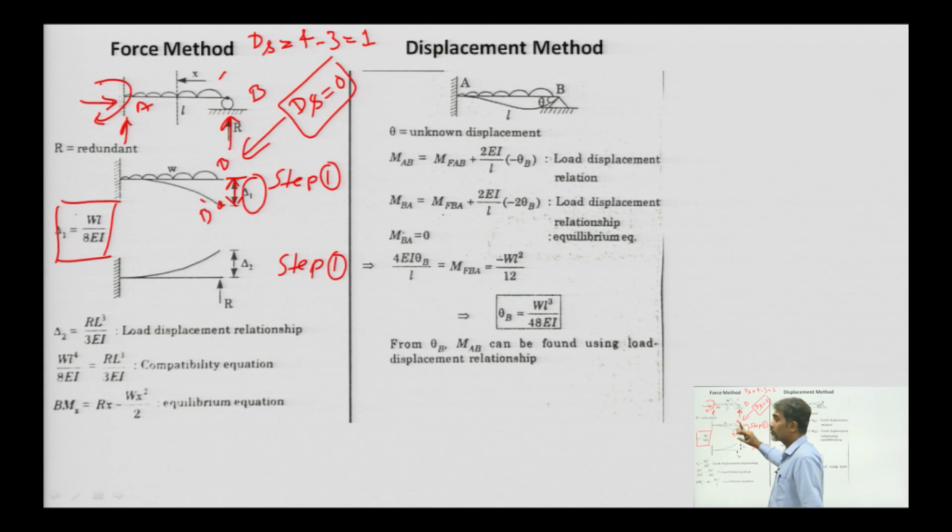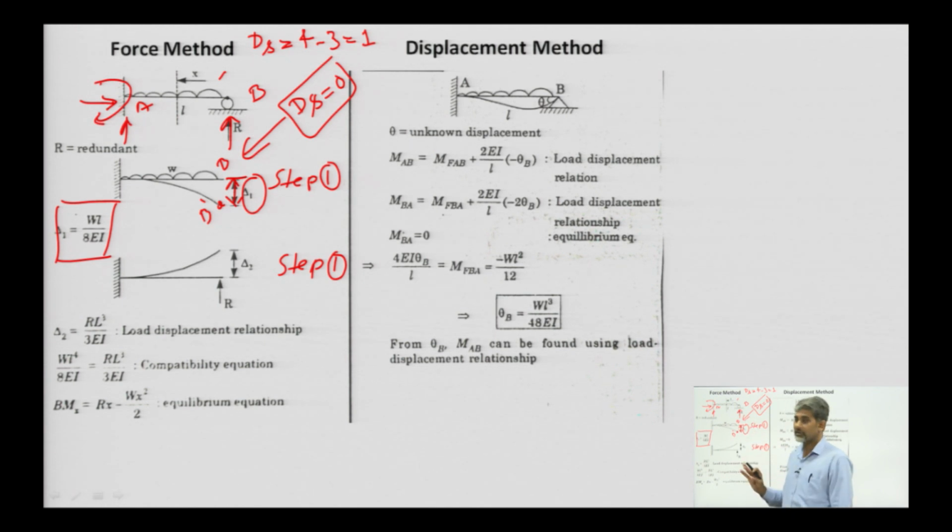we need to remove only one force, and after removing one force, the structure turns into a determinate structure. If it is determinate, then everything we can calculate: the displacement, the reaction, the bending moment, the shear force, whatever we need to find, very easily. This is step number 1.